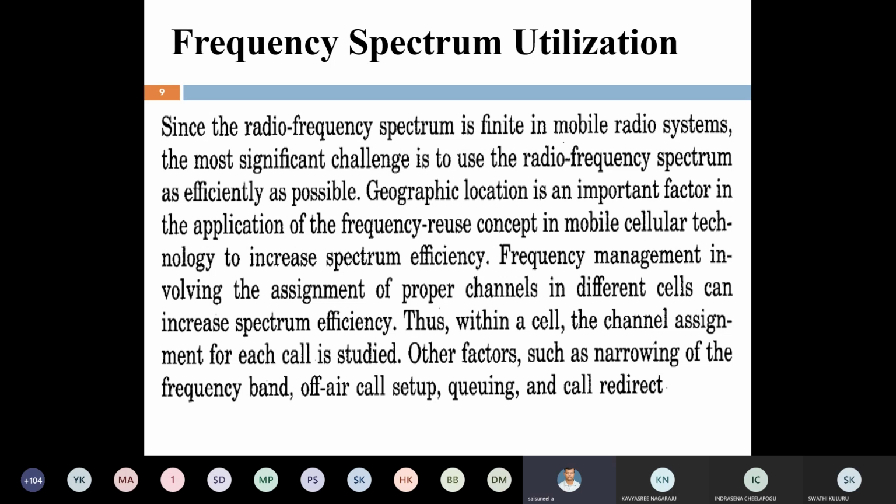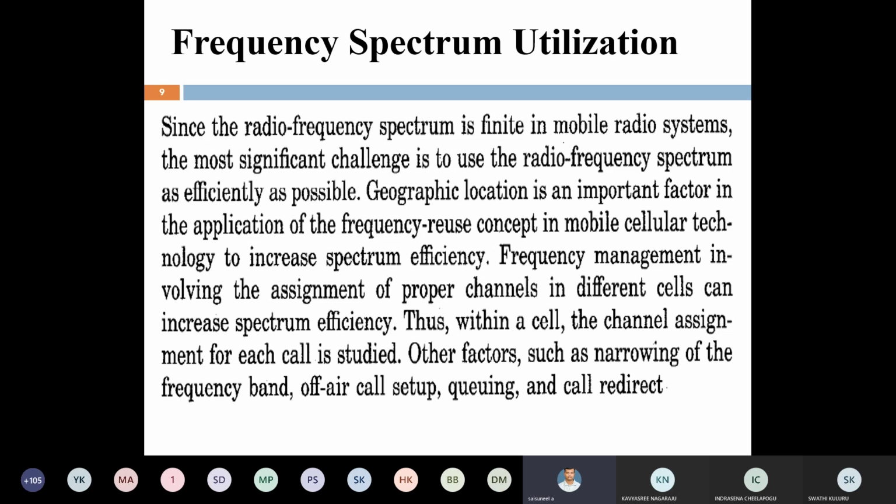The frequency spectrum available, in the future also, it is not possible to increase. It is a fixed frequency range. 100 megahertz is available, but it has to be allocated to all users. In the 1990s also, the frequency spectrum was 100 megahertz. Now also 100 megahertz. But what about the customers? Customers are increasing, but the frequency spectrum is finite only.